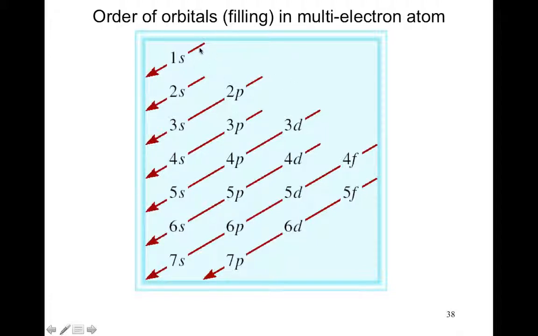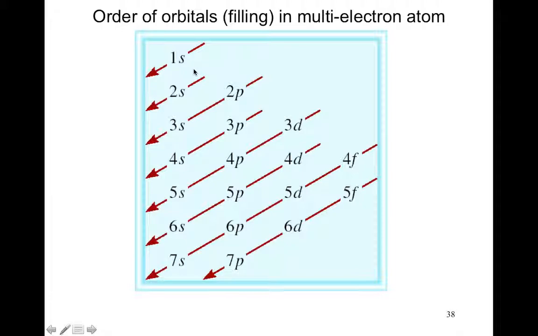And so the way you fill is you fill the 1s orbital, you get to the end of the arrow, you go to the next arrow. You fill the 2s orbital, you get to the end of the arrow, you go to the next arrow. 2p, 3s, go to the next arrow. 3p, 4s, go to the next arrow. And that's the order that you fill.